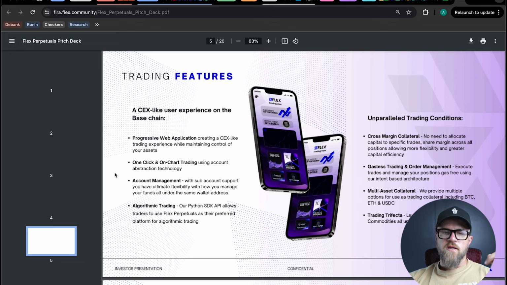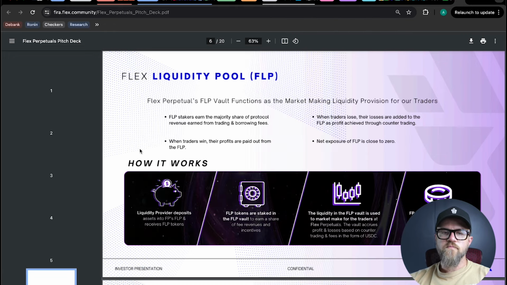So let's just run through this real quick. Progressive web application on one click and on chart trading, account management, algorithmic trading. Our Python SDK API allows traders to use Flex Perpetuals as their preferred platform for algorithmic trading. Cross margin collateral, no need to allocate capital to specific trades. Share margin across all positions, allowing more flexible and greater capacity. I'll get into that a little bit more with this pitch deck.